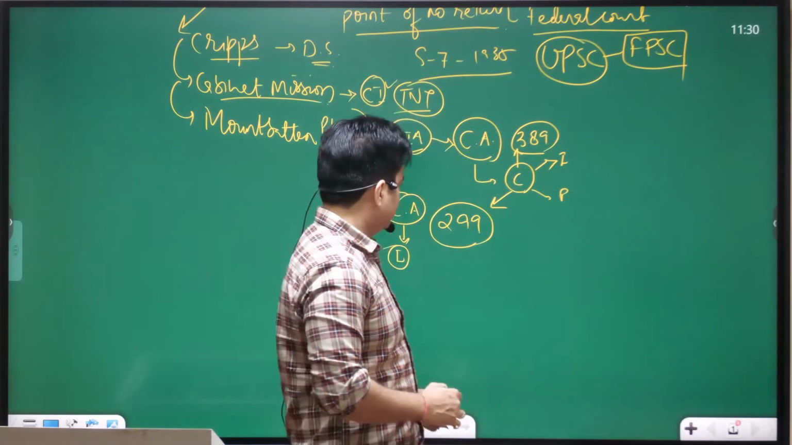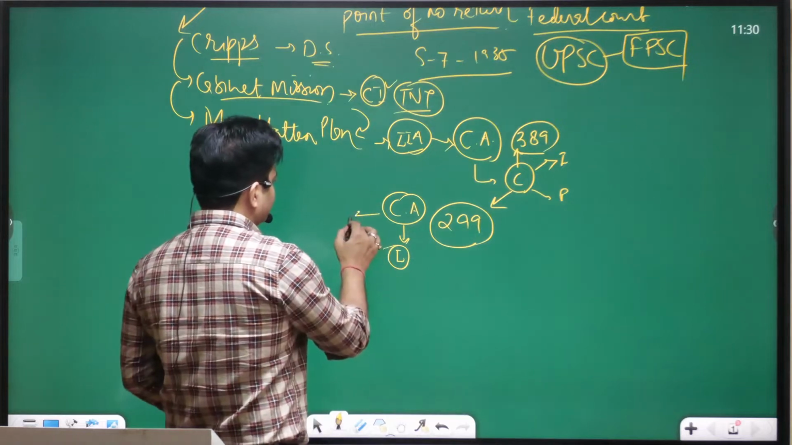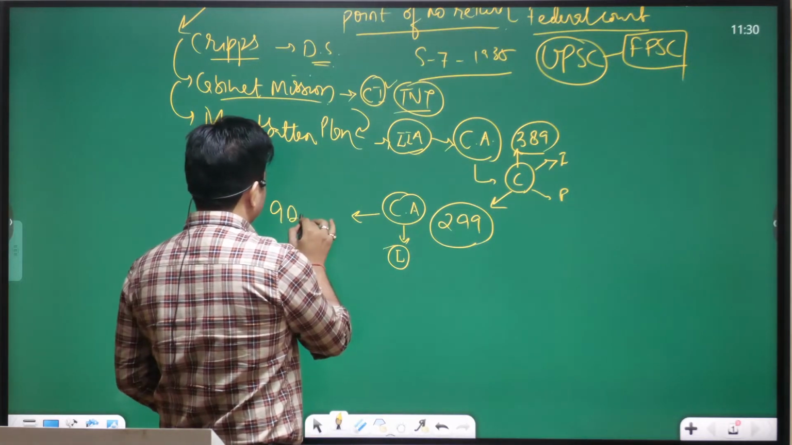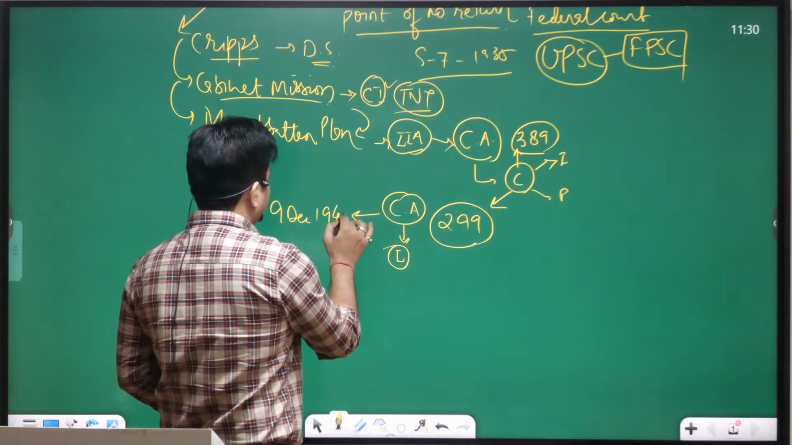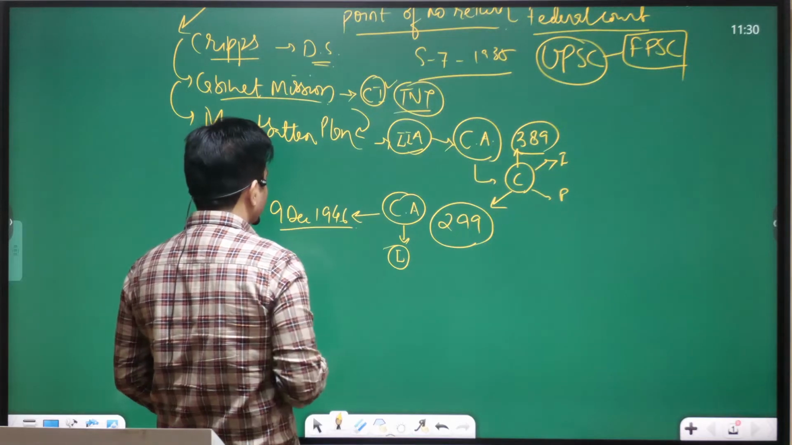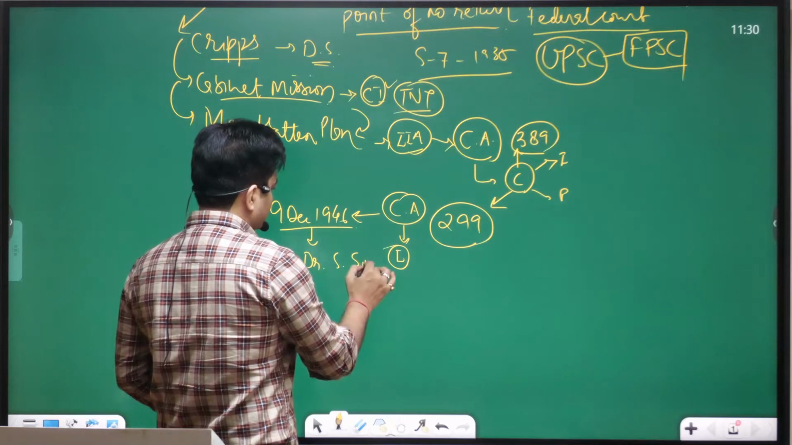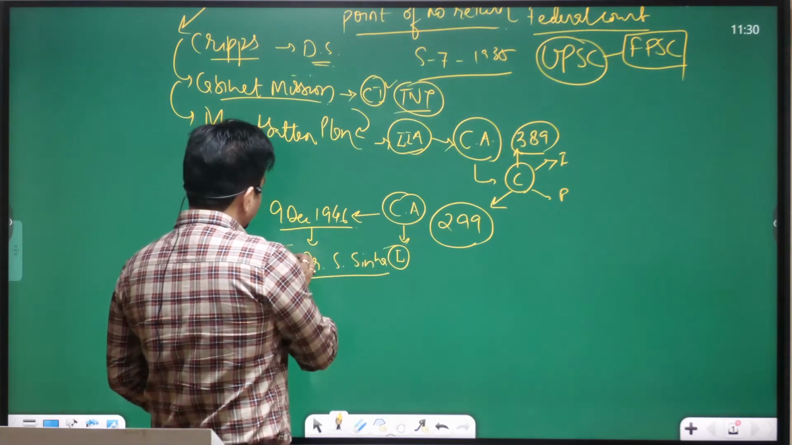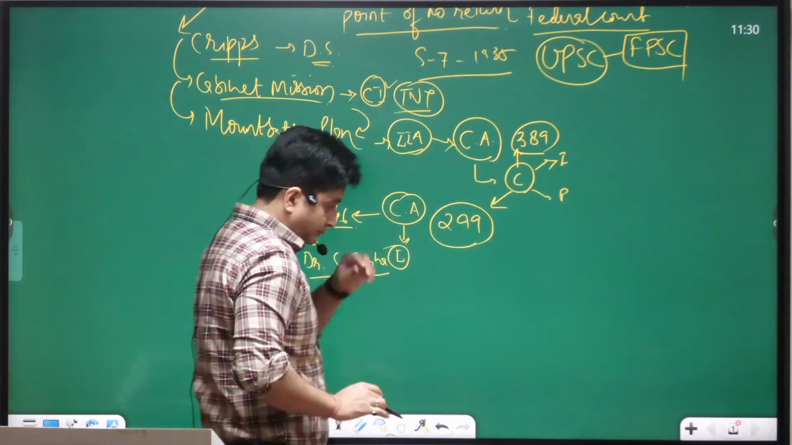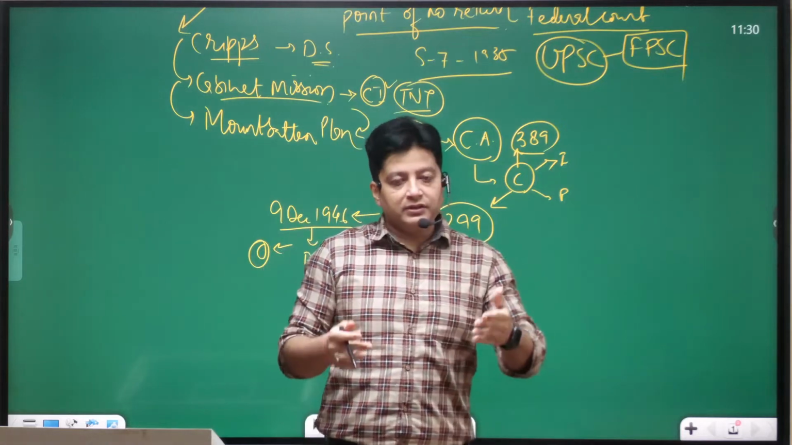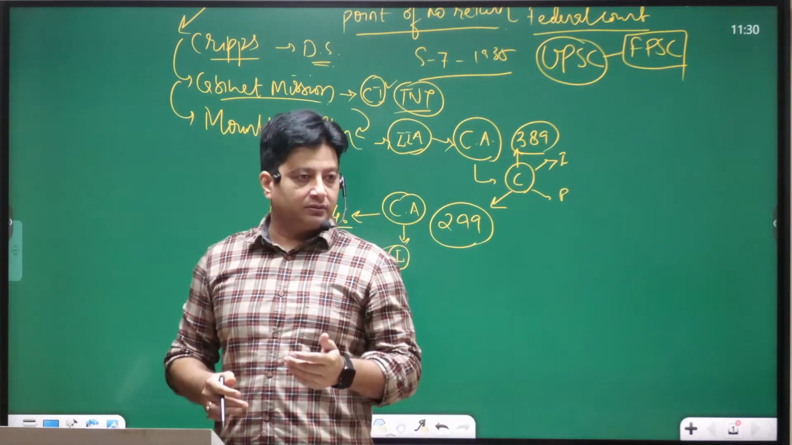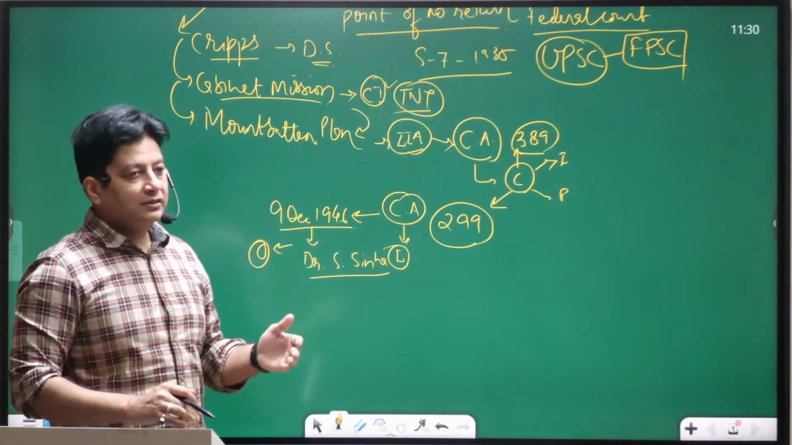And this assembly had its first meeting on 9th December 1946, wherein Dr. Sachidanand Sinha became its provisional chairperson. Why is it so?